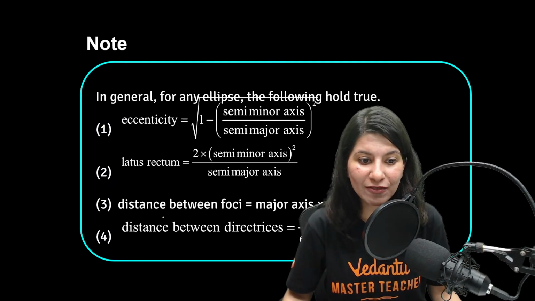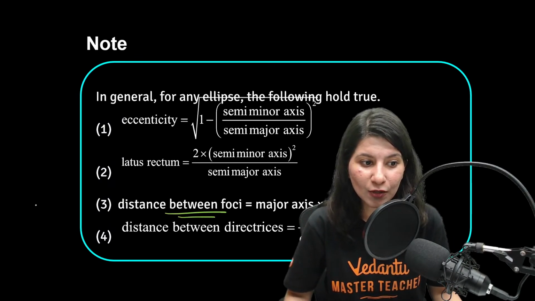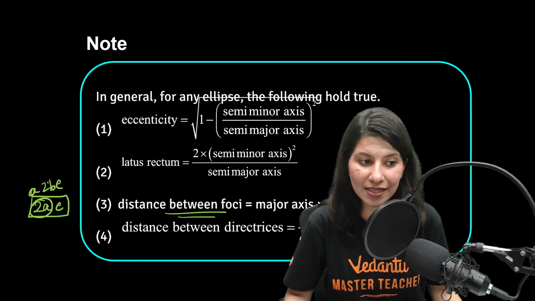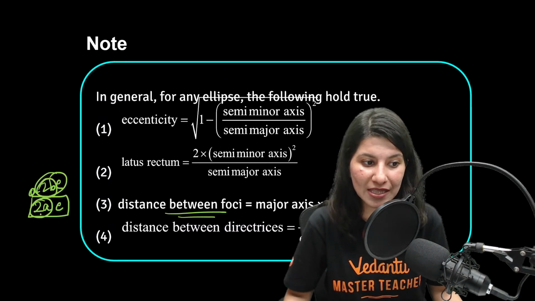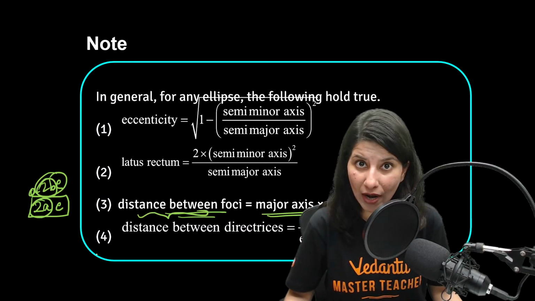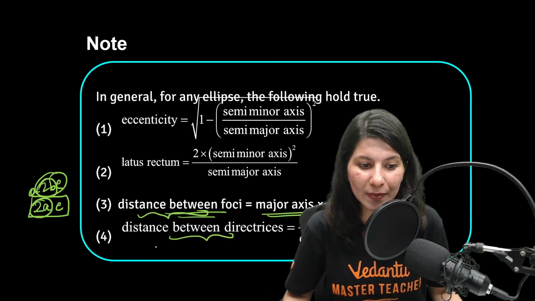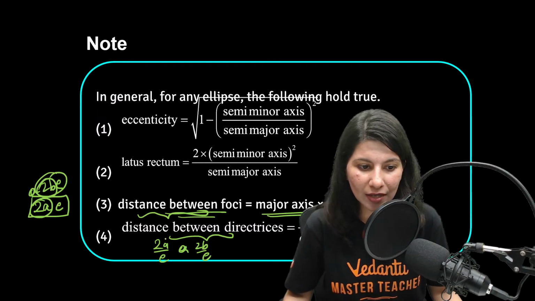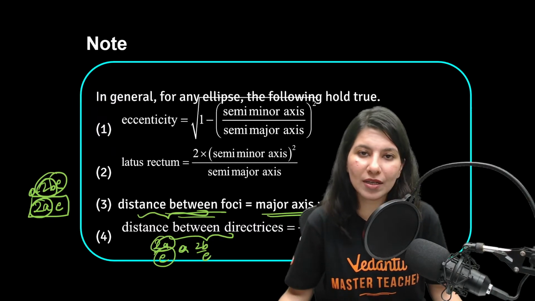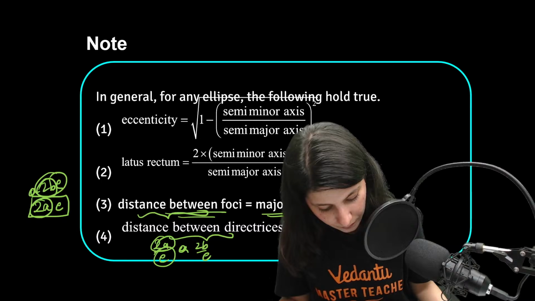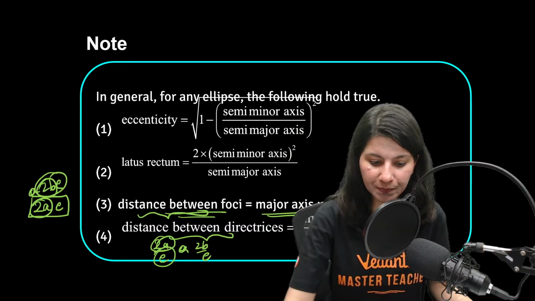Now distance between foci is what? Tell me. 2AE or 2BE. 2AE when 2A is the major axis, 2BE when 2B is the major axis. So basically major axis into eccentricity will be distance between foci. Distance between directrix will be 2A by E or 2B by E depending upon that. So again, major axis upon eccentricity is your distance between directrix. This you can remember, learn for any ellipse.